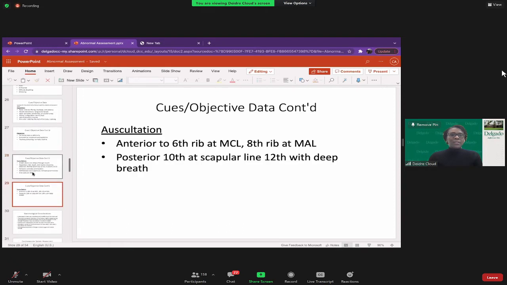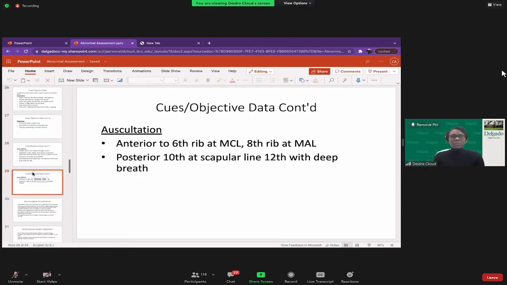All right. So this is the auscultation. I think y'all talked about these landmarks starting at the 2nd intercostal to the 6th rib. So this is along with your landmarks. So make sure you know your landmarks.